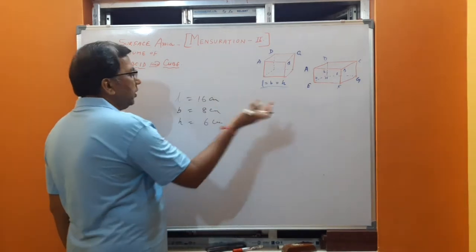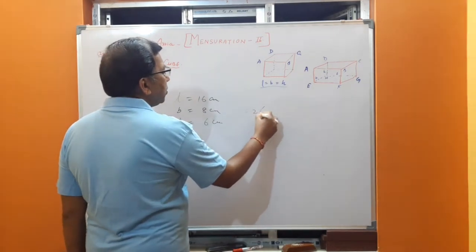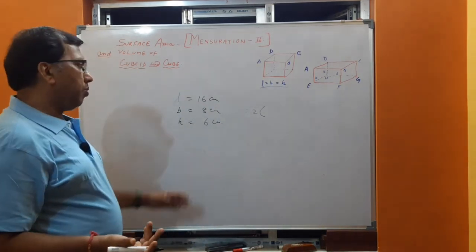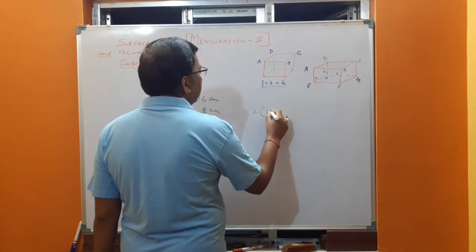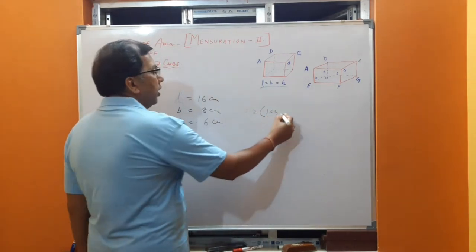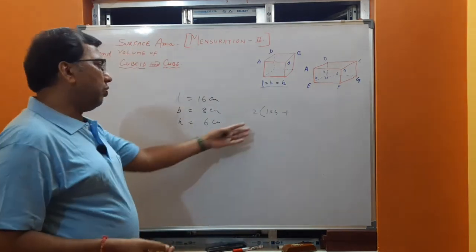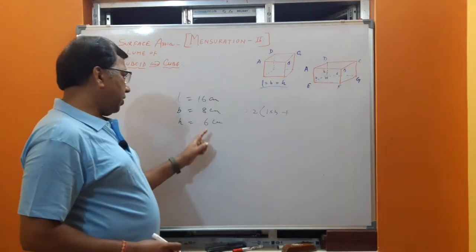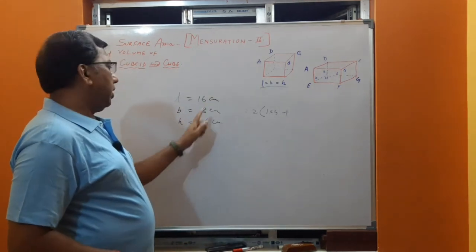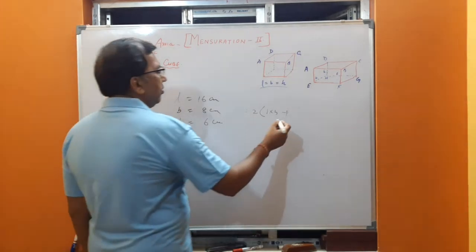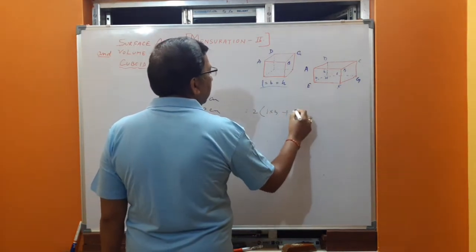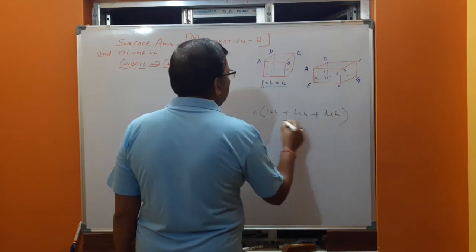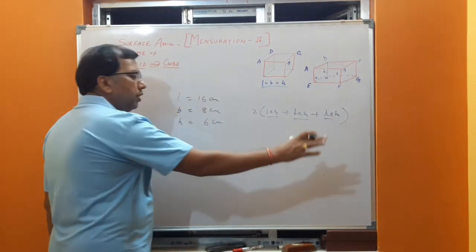So, apply the formula. The total surface area is 2 into (length into breadth, breadth into height, and length into height). What we learn: L into B plus B into H plus L into H. Just apply the formula, it will be the answer. That is 16 into 8, and breadth into height, 8 into 6, and length into height. Nothing else. Put the value, then the answer will come.